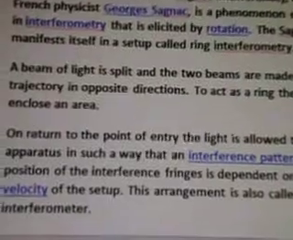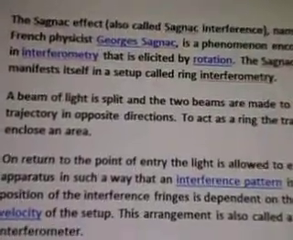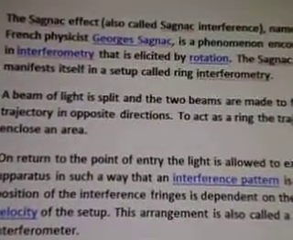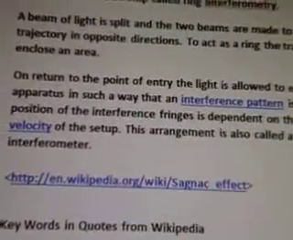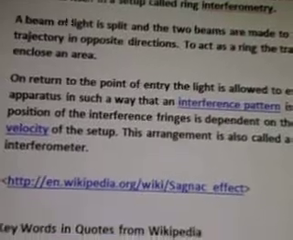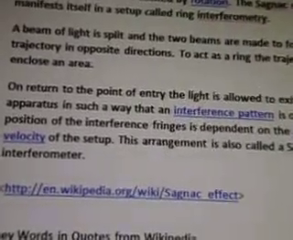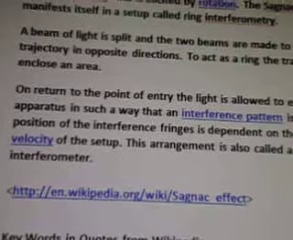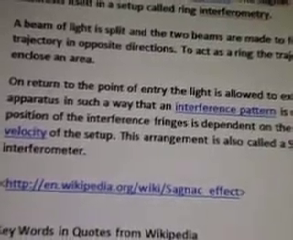The Sagnac effect manifests itself in a setup called ring interferometry. A beam of light is split, and the two beams are made to follow a trajectory in opposite directions. So that's what you want to do with the beam of light. You want one hitting one side of the mirrors and one hitting the other side of the mirrors.